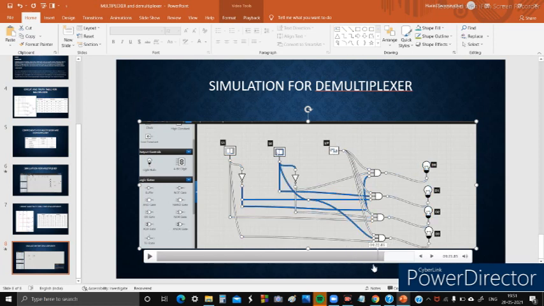By giving 1 at S0 and 0 at S1, and 1 at input, we get D1 as 1 and others as 0. By giving 1 in both S1 and S0 and input as 0, we get 0 in all. By giving 1 in S1 and S0 and 1 in input, we get 1 in D3. So, this is all about demultiplexer.